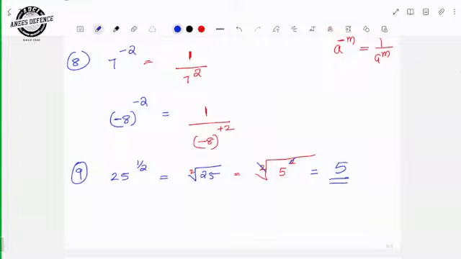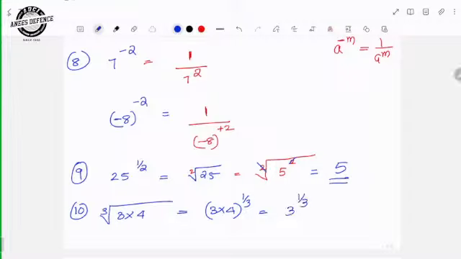Then another example, cube root of 3 into 4. This can be written as (3 into 4) raised to 1 by 3, as the cube root becomes 1 by 3 in the exponent. This 1 by 3 is common for both 3 and 4 and it can be distributed equally. It can be distributed to 3 also, 4 also. That means it will become 3 raised to 1 by 3 into 4 raised to 1 by 3.